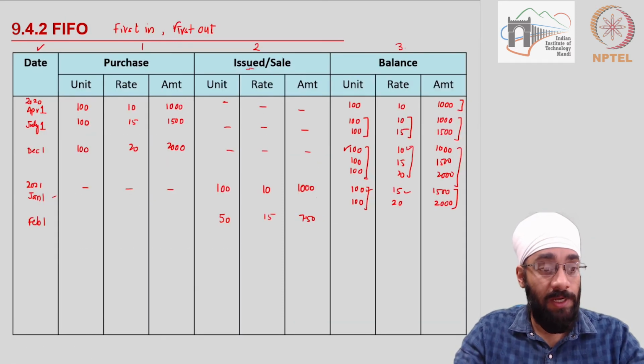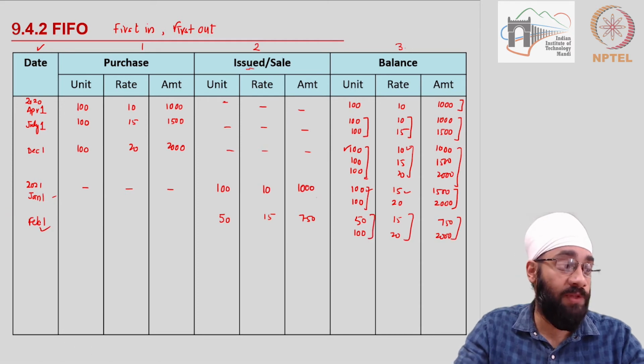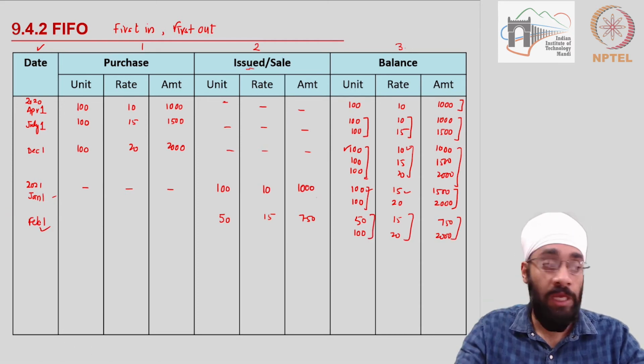So these are sold, and now we are left with 50 units here and 100 units here, at 15 rupees and 20 rupees: 750 and 2000. So this is the situation at the end of this transaction on February 1st.